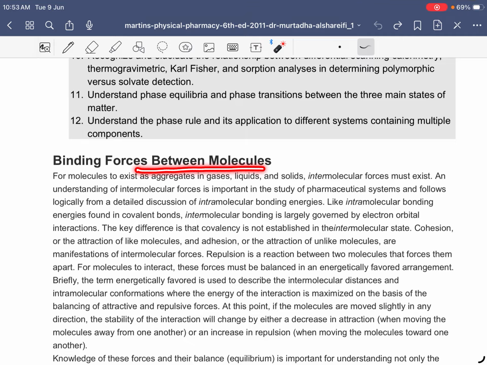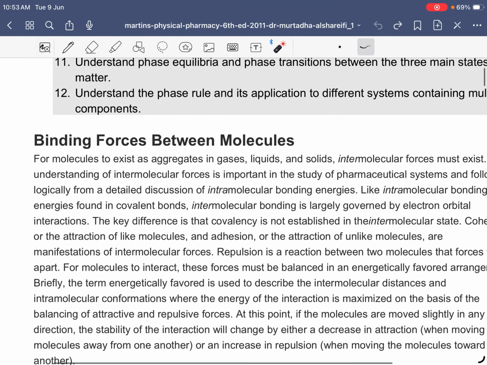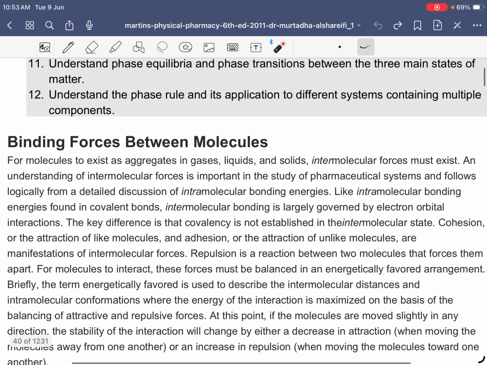Binding force between molecules. For molecules to exist as aggregates in gases, liquids and solids, intermolecular forces must exist. An understanding of intermolecular forces is important in the study of a pharmaceutical system and follows logically from a detailed discussion of intramolecular bonding energies.